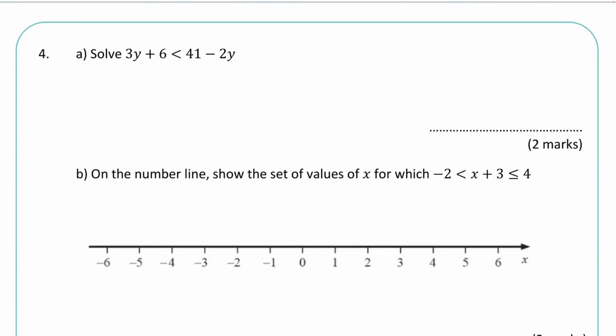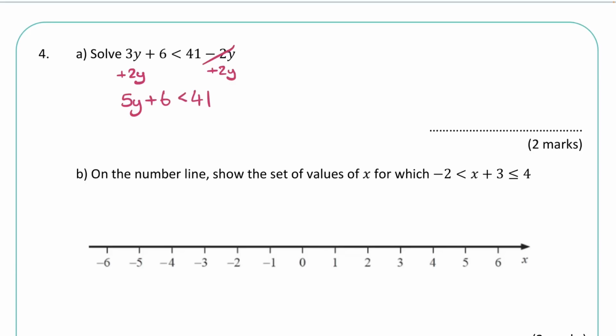To get rid of that from the right hand side, this time we'll have to add 2y, which is a little bit different to when it's a plus 2y over there. Of course, we'd have to subtract that. We're going to add 2y to both sides. That's going to get rid of this negative 2y, and it turns that 3y into a 5y. So 5y plus 6 is less than 41.